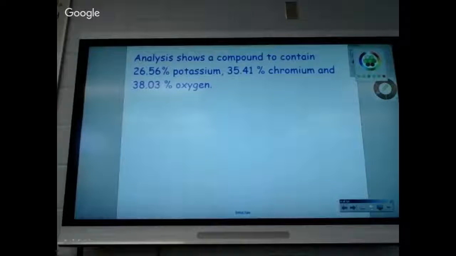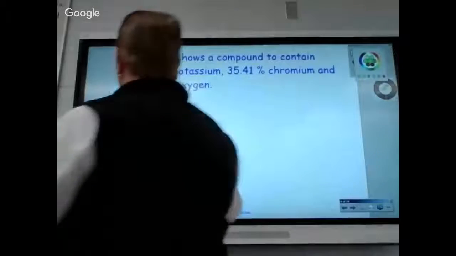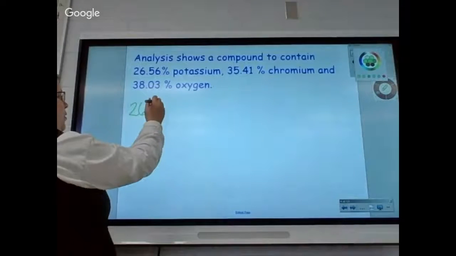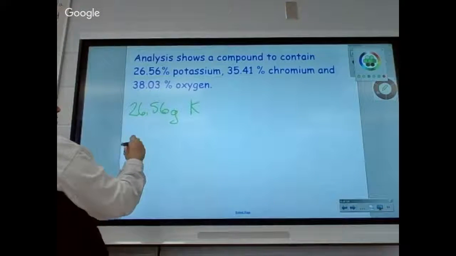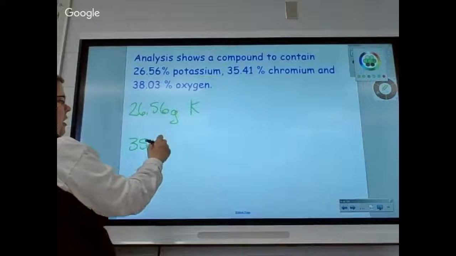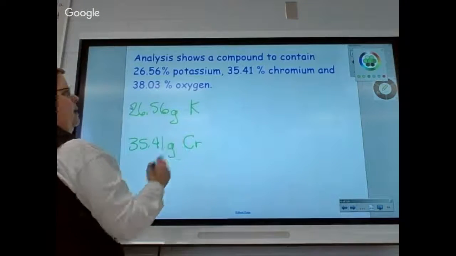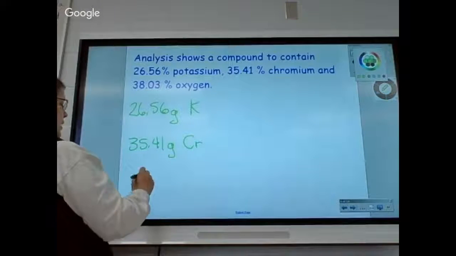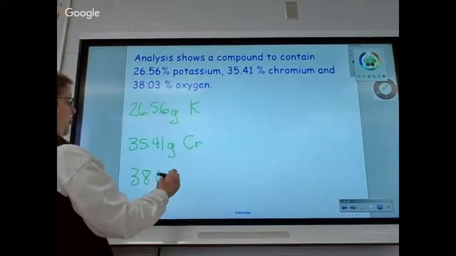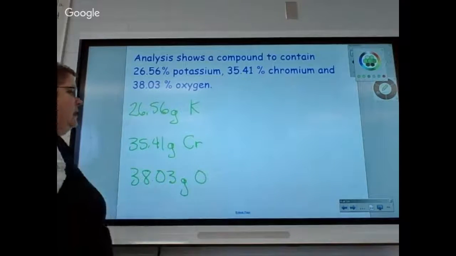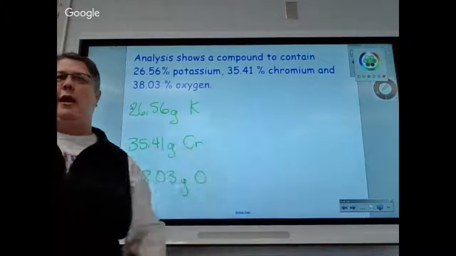All right, we got it written? So what do we do first? Change it to grams. All right, so what do I have for potassium then? 26.56 grams of K. All right, 35.41 grams of chromium, and 38.03 grams of O. Everybody with us on change your percent to grams?